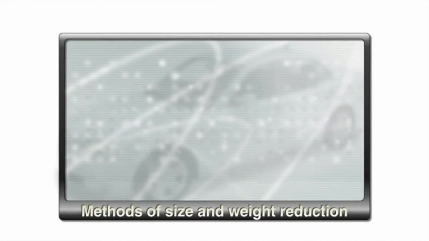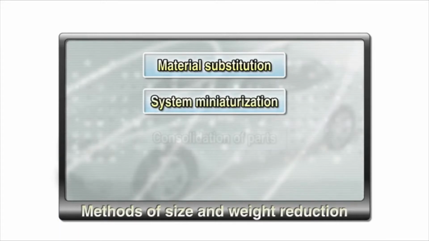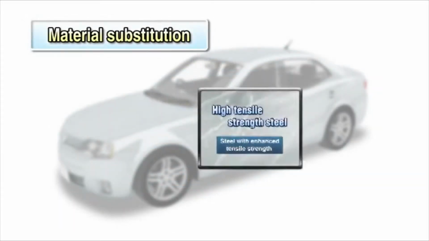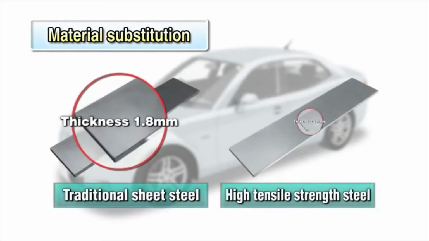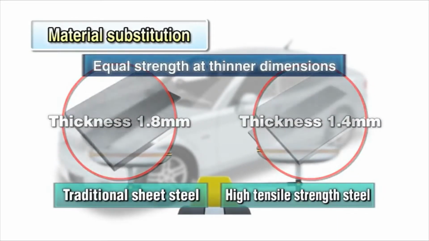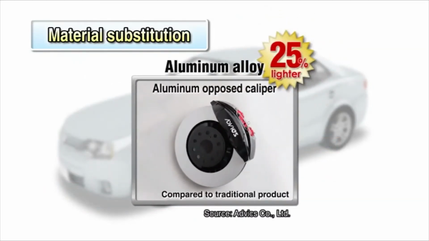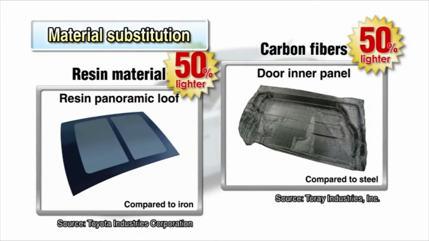There are 4 basic techniques for size and weight reduction: material substitution, system miniaturization, consolidation of components, and redesigning of manufacturing processes. An example of material substitution is the replacing of conventional steel with high-tensile steel, making available thinner and lighter sheet metals. Others include choosing lighter metals like aluminum alloys and titanium over heavy iron, and using resins and carbon fiber where heat is not an issue.